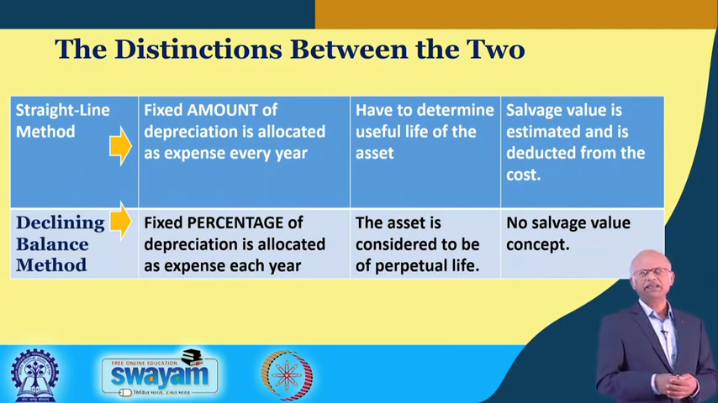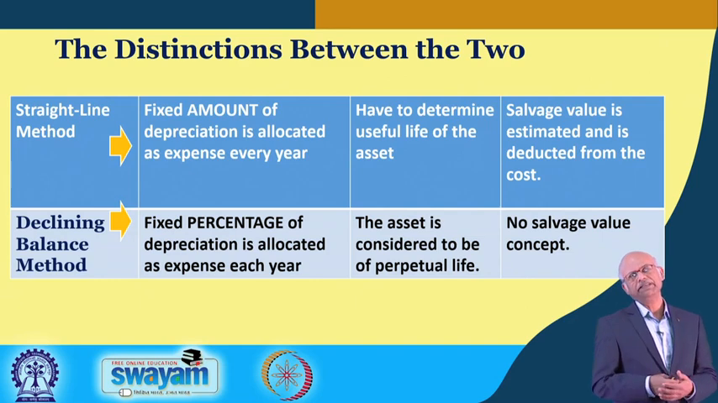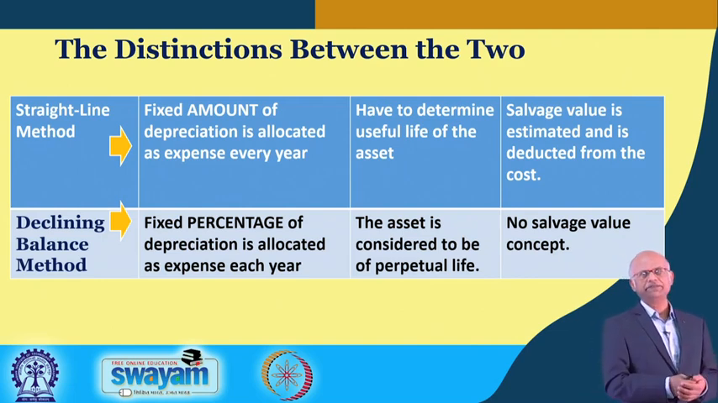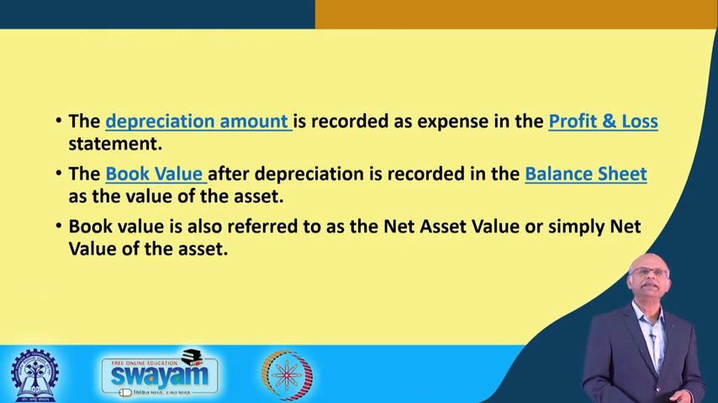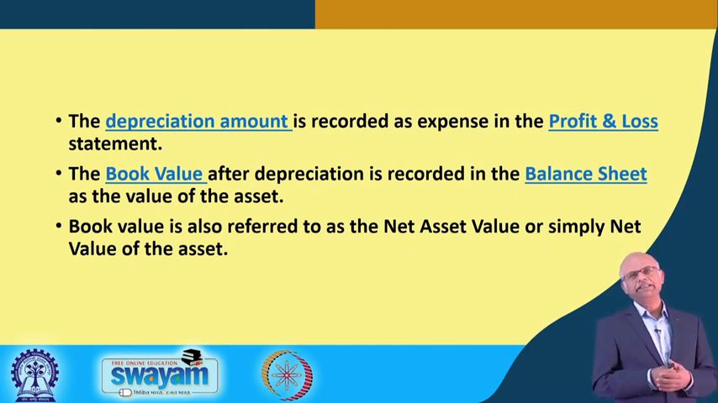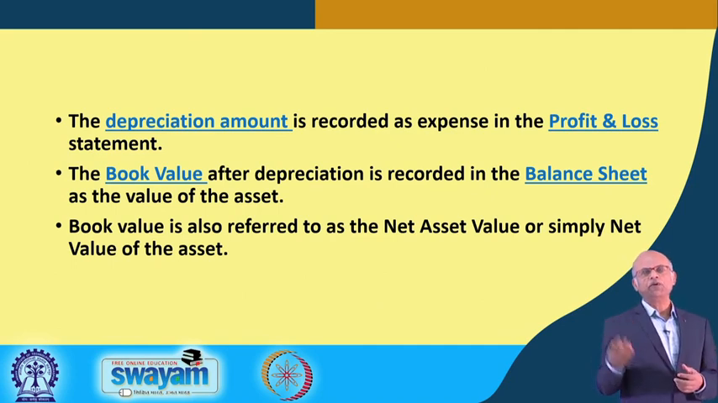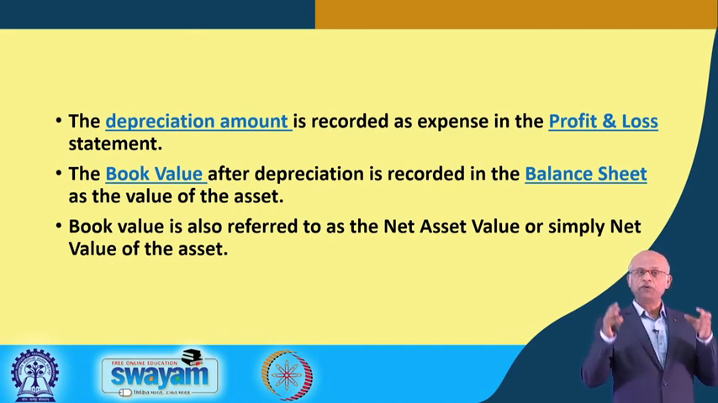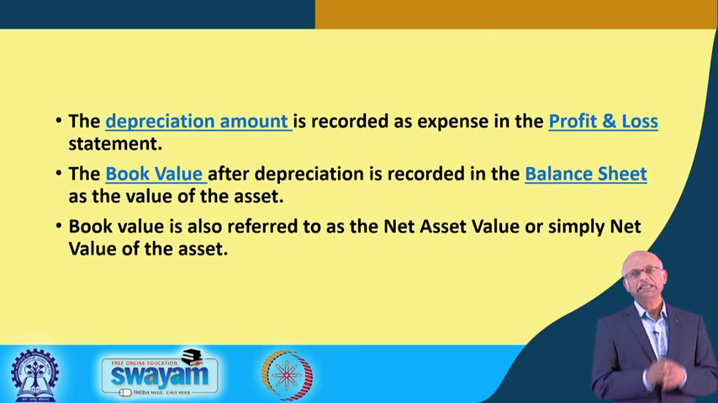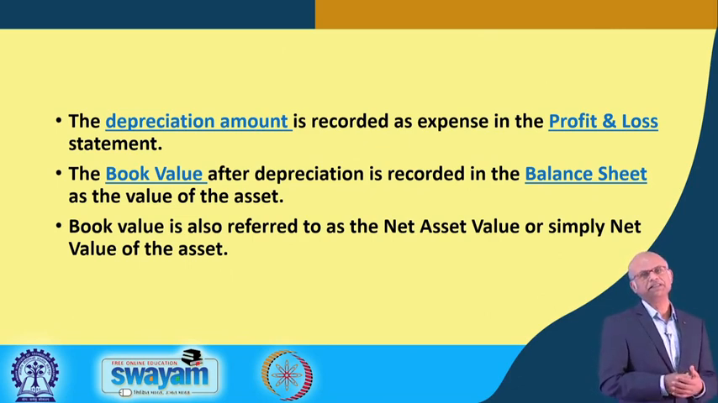Third difference is that in a straight line method there is a concept of salvage value. At the end of useful life, at whatever price you can sell, that is the salvage value. There is no such concept in declining balance method. The depreciation amount is recorded as an expense in the profit and loss account. This is very important. It is part of operating expense.